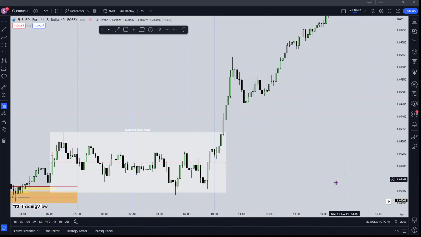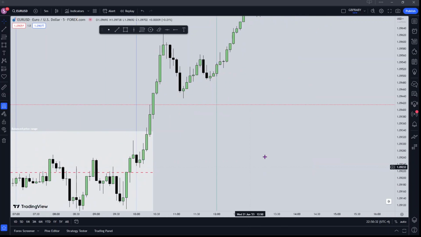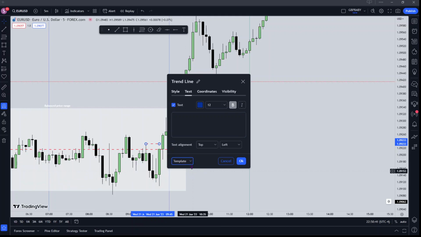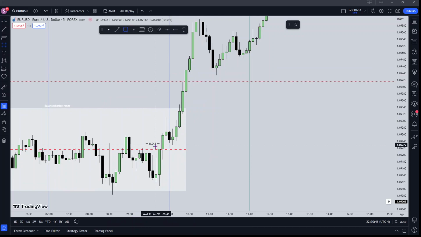You can see here we have a breaking market structure. Where's the breaking market structure? GBP baby. Breaking market structure is here. Why? Because we trade above a swing high and we close above it. And we create a fair value gap.